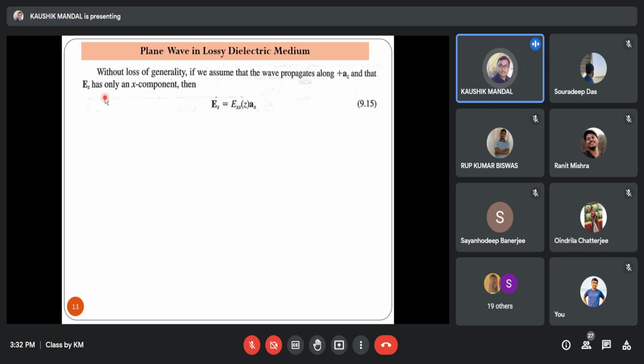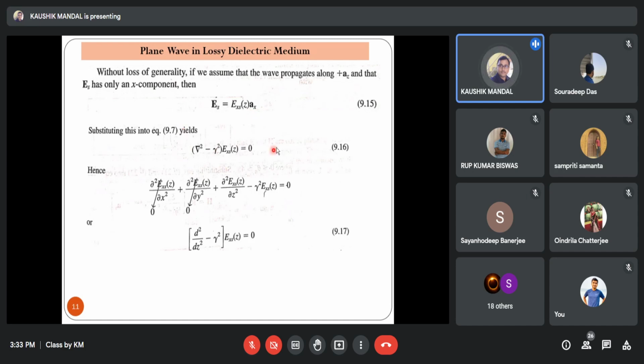Now, to find the electric field, its phasor is Es. As per our discussion, we have considered only the x component of the electric field. So the phasor can be written in this particular form: Es equal to Exs, propagating along the z direction, and we are considering the x component, so ax is the unit vector. So this is the phasor form of the electric field along the x-axis, propagating in the z direction: Es equal to Exs(z) ax.